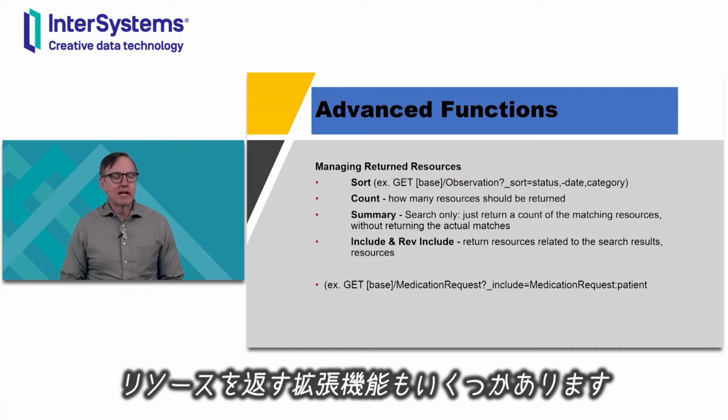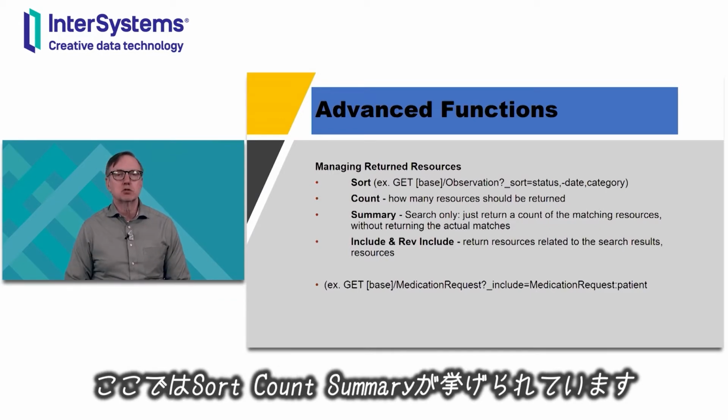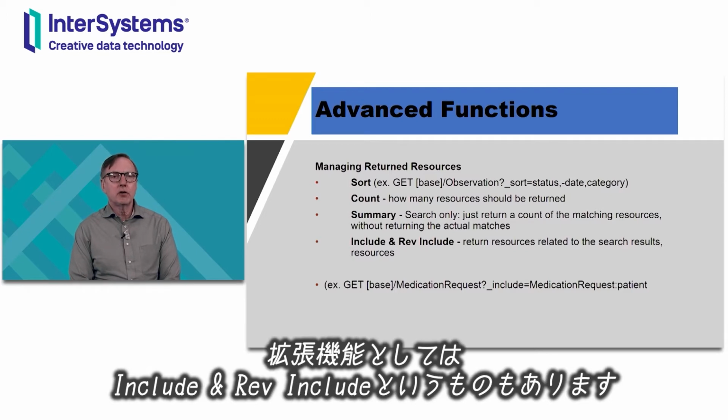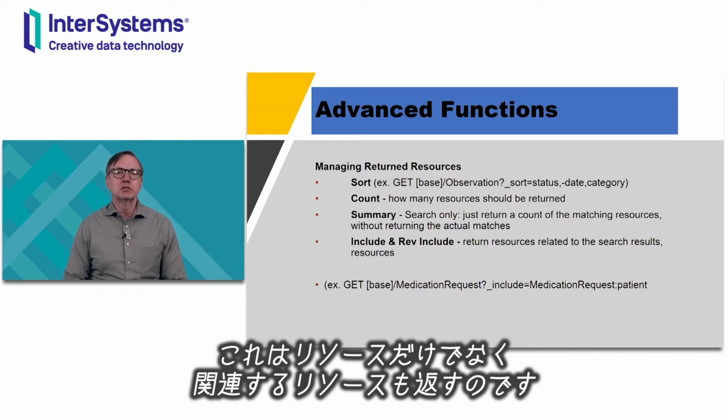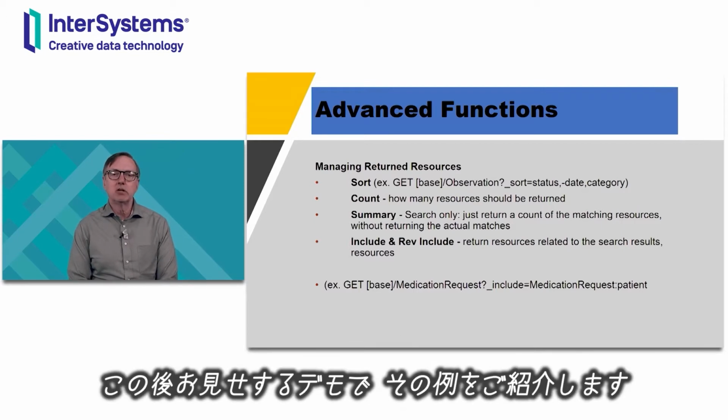There are a number of advanced functions as well for returning resources. That includes sorting, counting, and summarizing these resources. Another advanced feature of querying is called include and rev-include. This is very similar to a SQL join query. What this does is returns not only the resource, but related resources. And you'll see examples in the demo that I will be performing in the next few minutes.